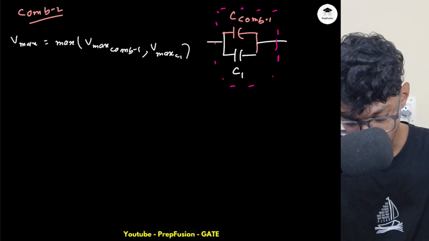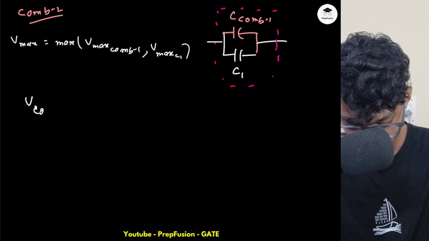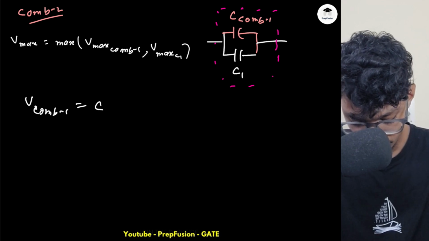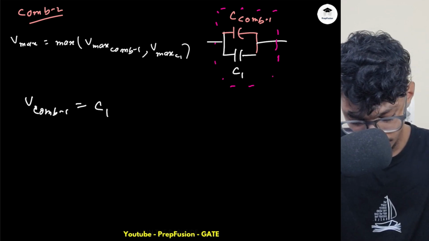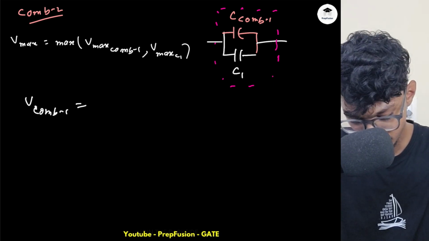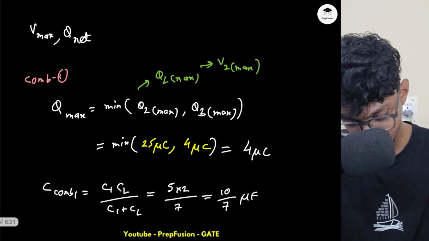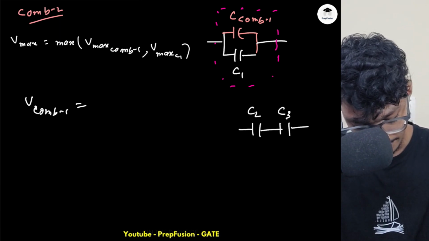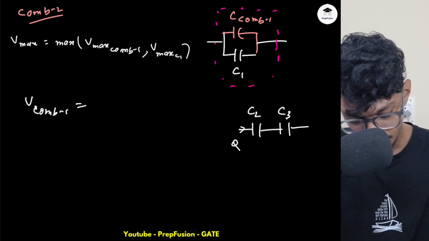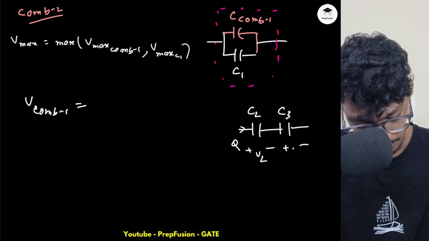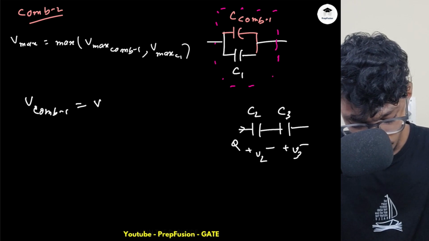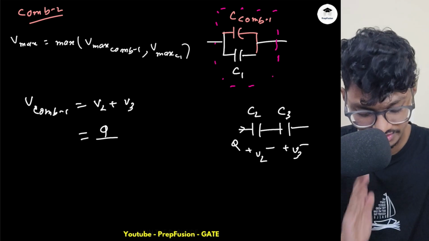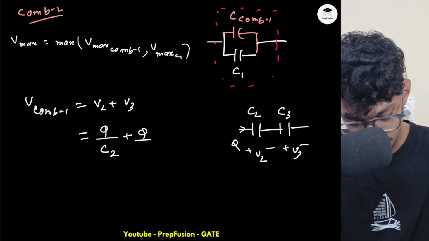Because what do I know? V comp 1 is simply Q1 by C1. If I just break down this V comp 1, what is it? This is C2, this is C3, and some charge Q is flowing, right? So it will be V2 plus V3, correct? And what is V2? V2 is simply charge divided by the capacitance, because Q equals to CV. So this will be Q by C2 plus Q by C3.